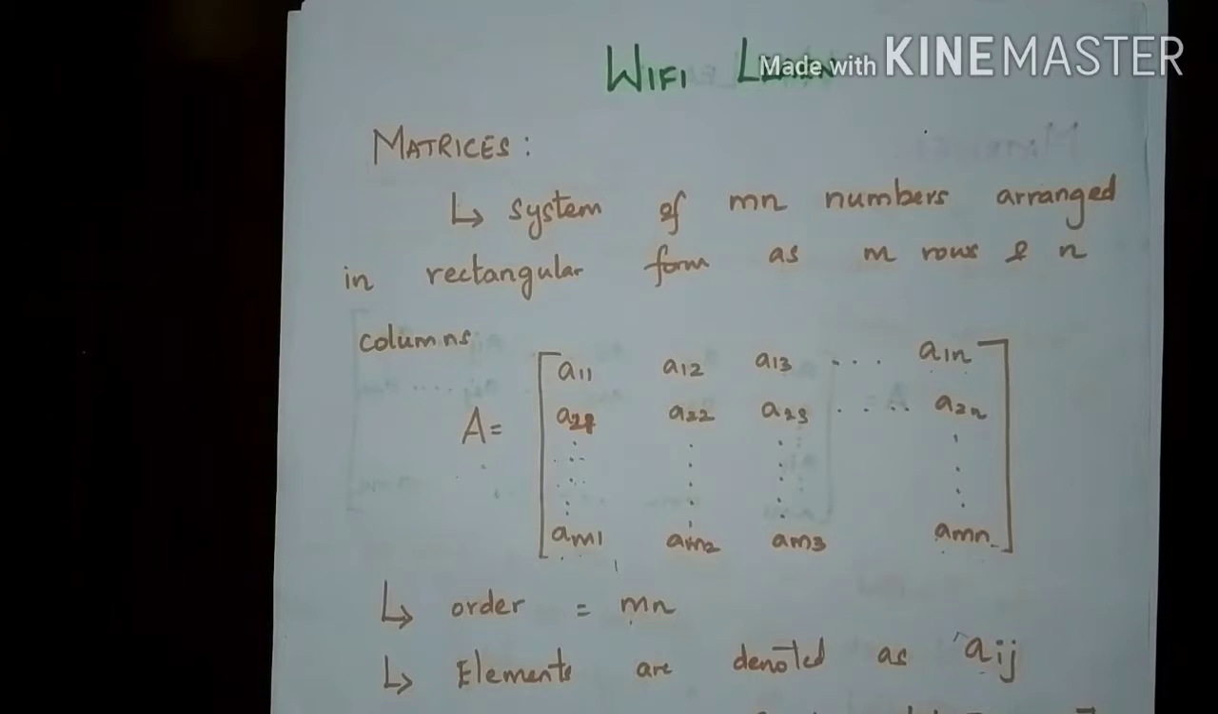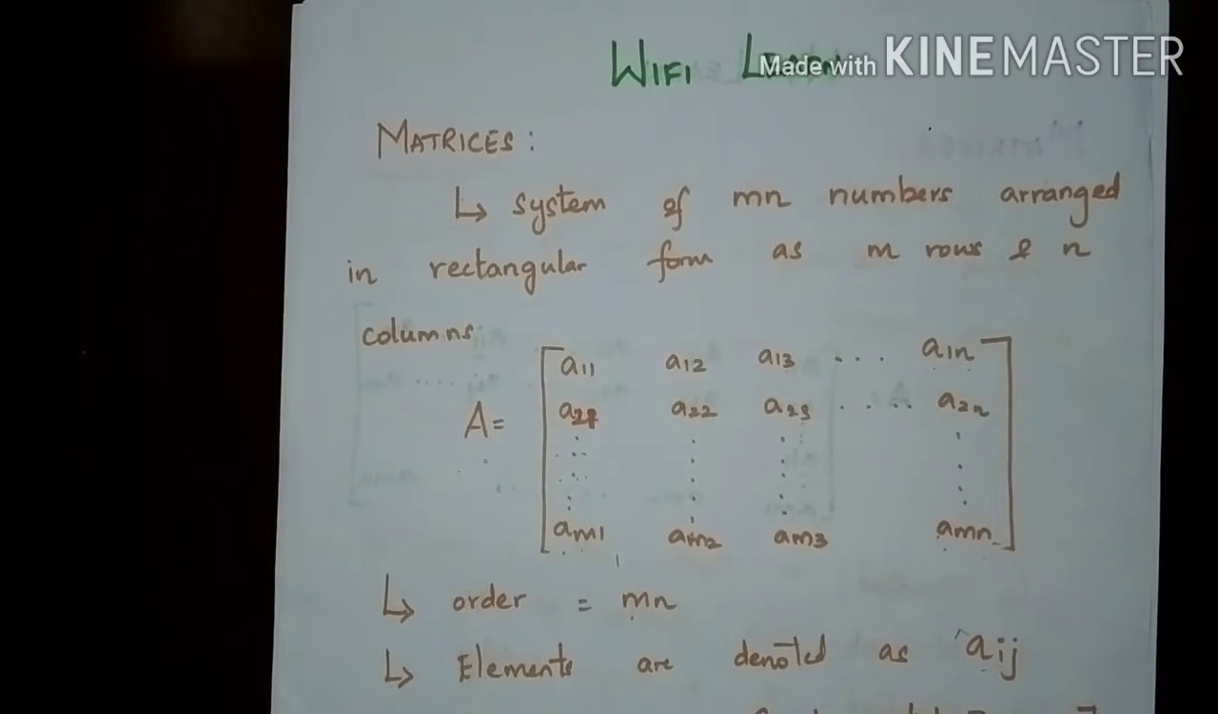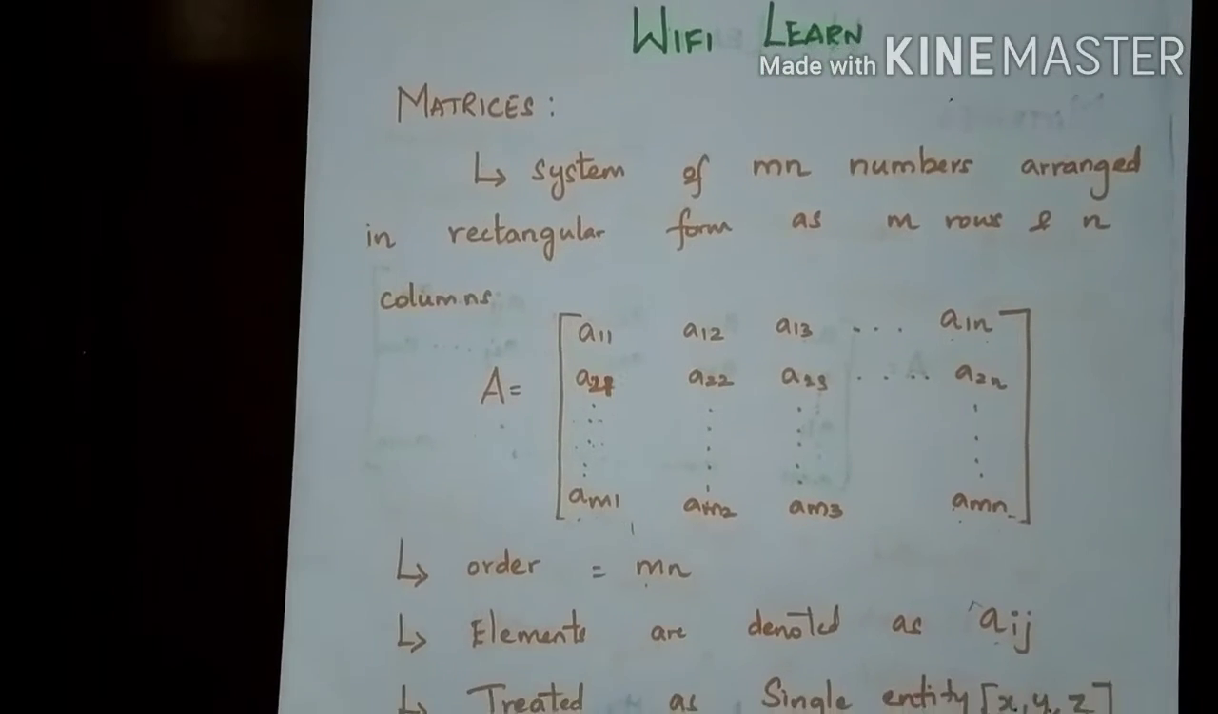Today let us discuss the topic of matrices. Matrices are defined as a system of mn number of elements arranged in a rectangular shape. Those elements are represented column and row wise. That is, matrices are an array of elements arranged in rows and columns. It can also be defined like that.